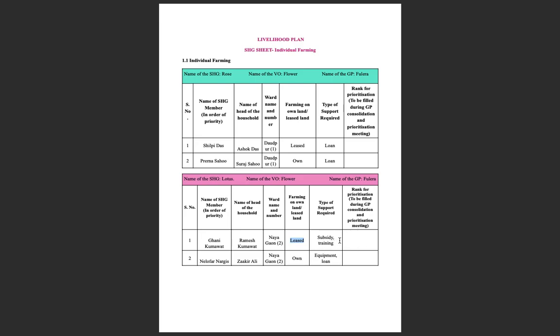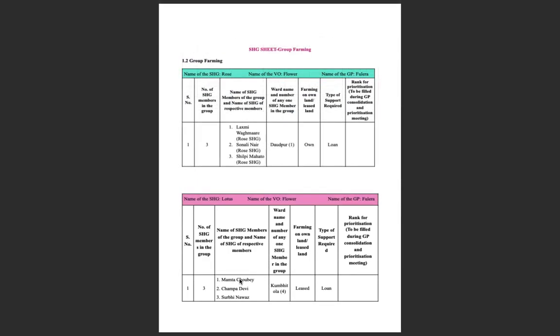And again, as it is an SHG level format, the rank of prioritization in all these cases has to be kept blank. In a similar fashion, we have filled the format for Nilofar Nargis. Now I'll show you how to do the SHG sheet for group farming. Again here, there are 7 columns. For Rose SHG, the number of SHG members in the group is 3. That means under Rose SHG, there is a group who wants to take up group farming.